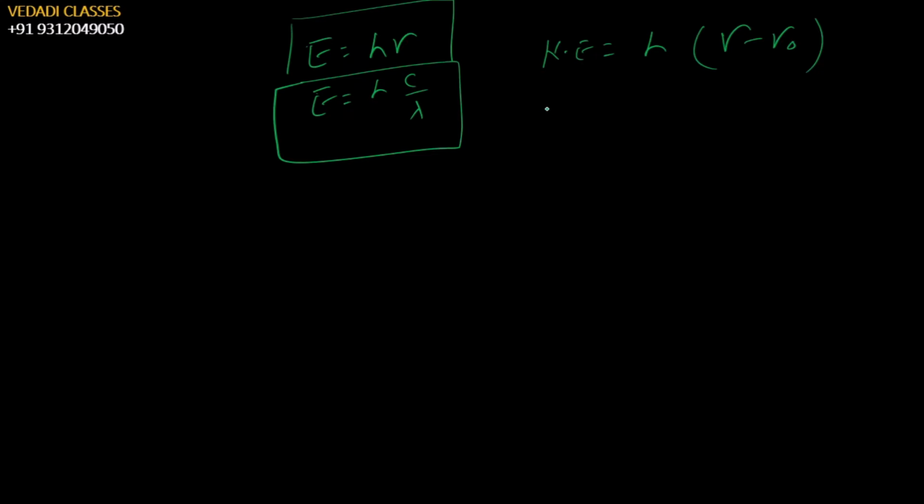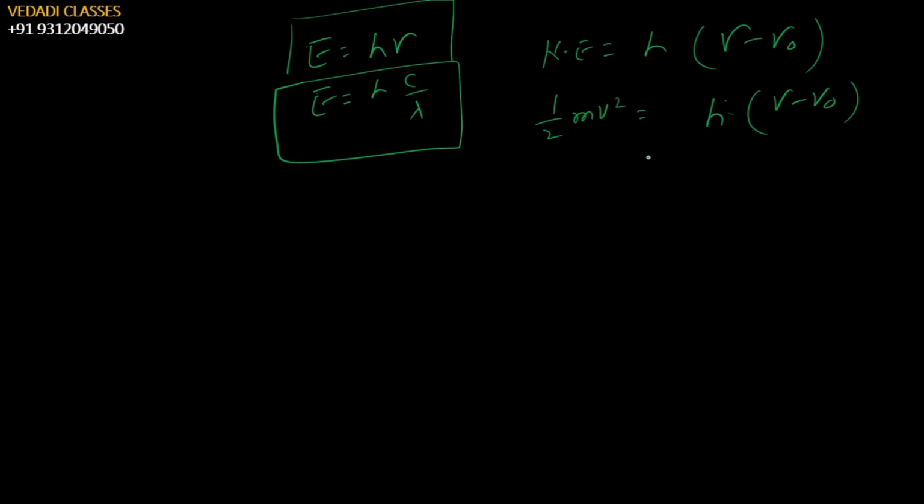Now if they want to find out the velocity of the matter, you can use half mv square is equal to h nu minus nu naught. Nu naught will be given. Planck constant you should always keep in mind, that is 6.626 into 10 power minus 34 joule second.